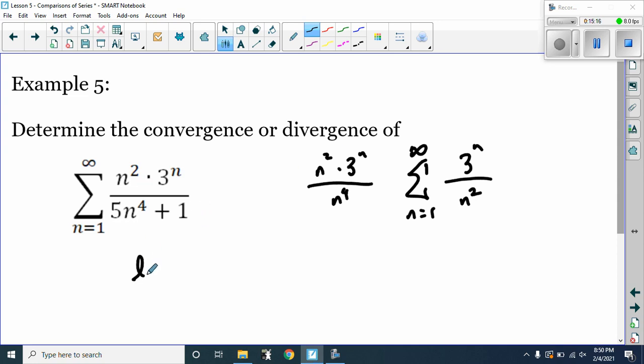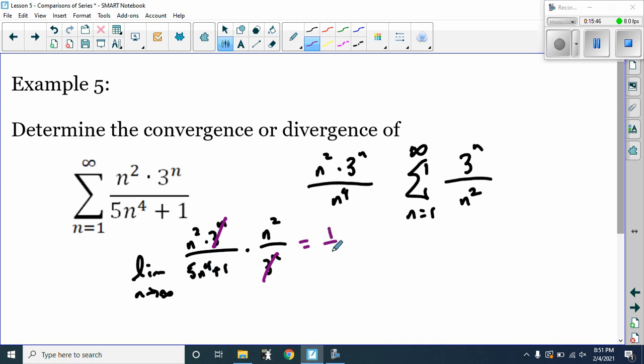So we are evaluating the limit as n approaches infinity of one term, which is n squared times 3 to the n over 5n to the fourth plus 1, divided by this. If I divide by that, I'm going to flip it. These guys cancel. I've got n to the fourth on top, and the highest power of n on the bottom is 4. Divide the leading coefficients, gives me 1 over 5, which is a positive finite number. These two do the same thing.